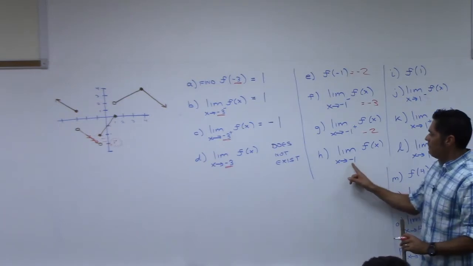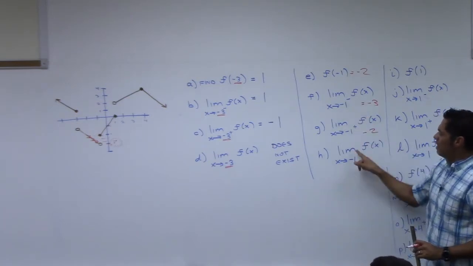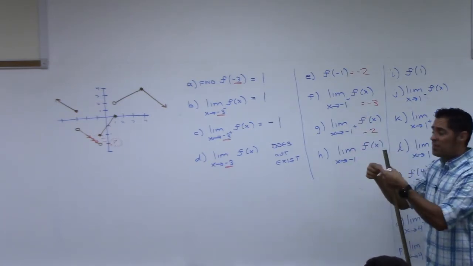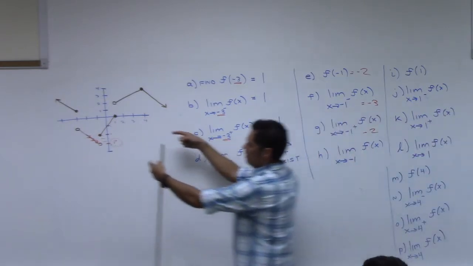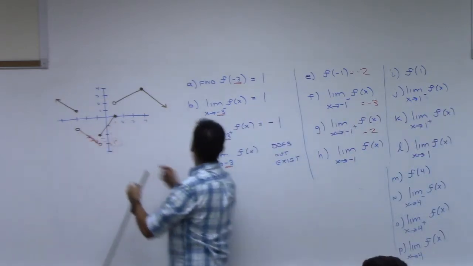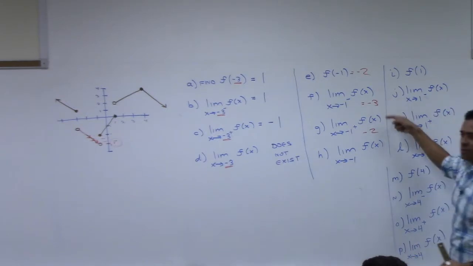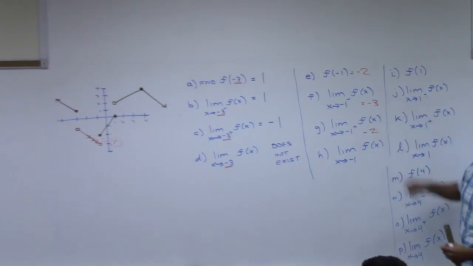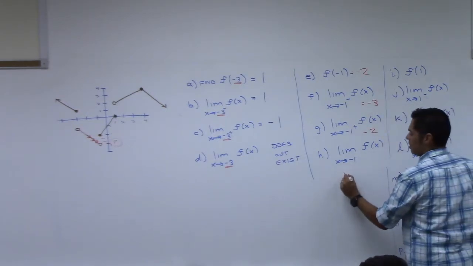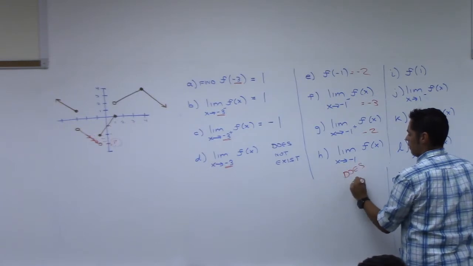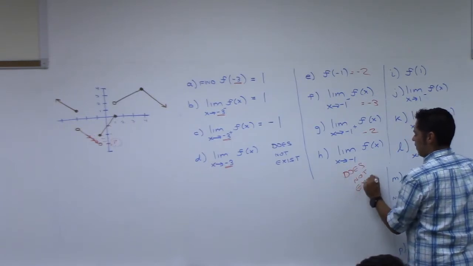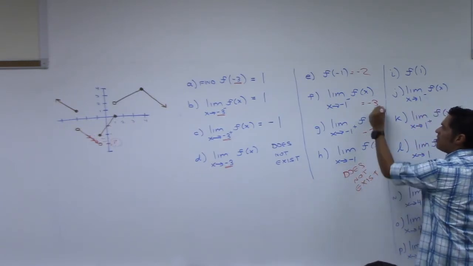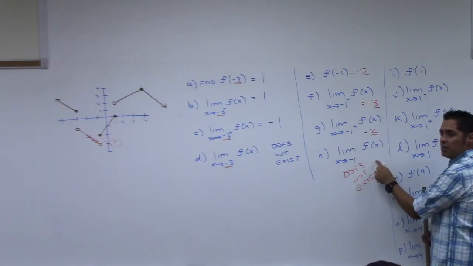Now this one, since it doesn't have the plus or the minus, means you have to look from both sides as you approach -1. And we already know that from both sides you get 2 different answers, right? Yes, they're 2 different answers. So this does not exist. These would have to be the same for us to be able to give an answer here.